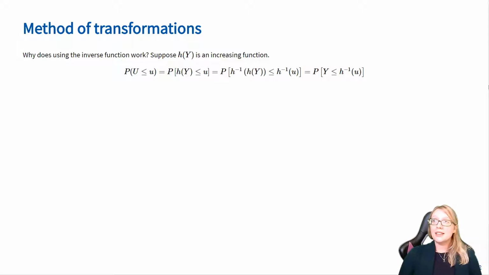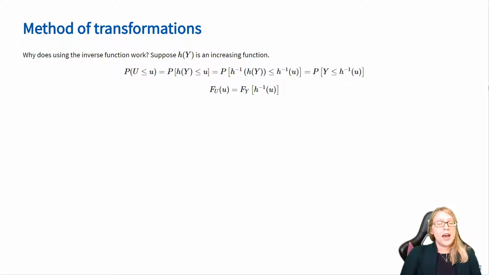Now, why does this work? So suppose that h of y is an increasing function. Well, then the CDF of U, so the probability that U is less than little u, is the same as the probability that h of Y is less than or equal to little u. We'll apply the inverse function h inverse on both sides of the inequality to get the following statement. That is the probability that Y is less than the inverse function evaluated at u.